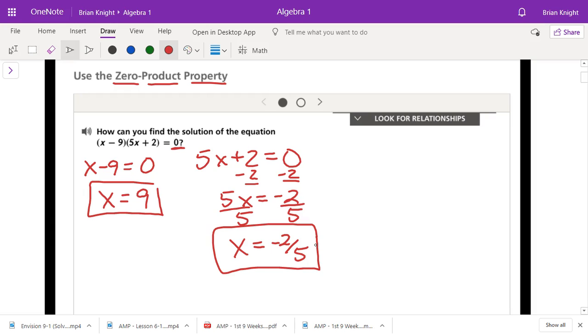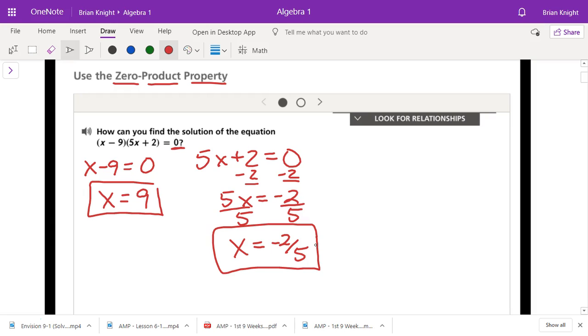If you were to graph this, where would it cross the x-axis? At 9 and negative 2/5. So even if it says to do it by factoring, you can still check it with graphing, and make sure you get the right answer. Is everybody with me so far? Okay, for the rest of the time, we're going to be doing the same thing.